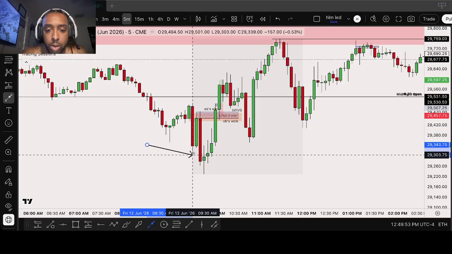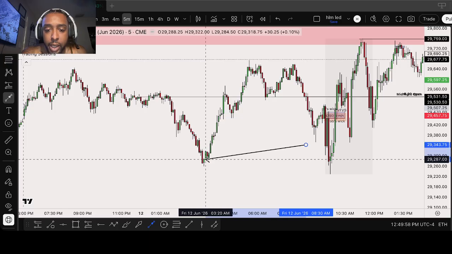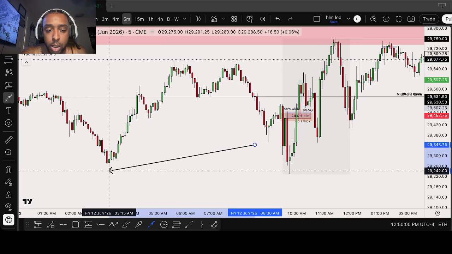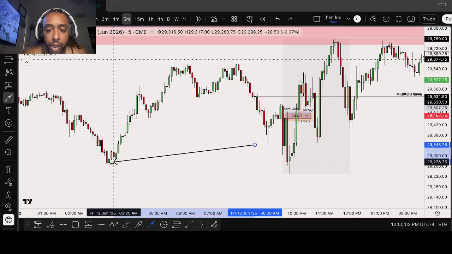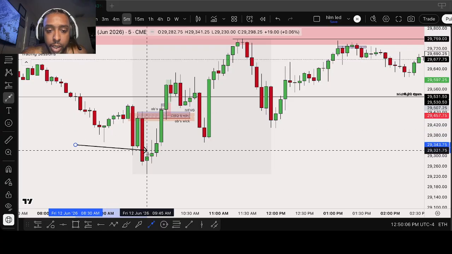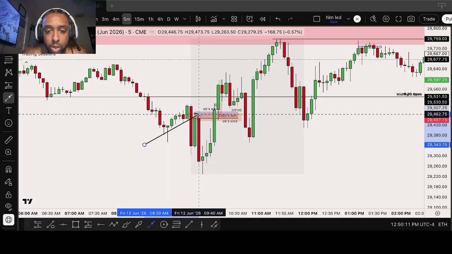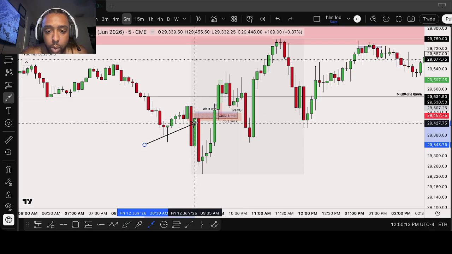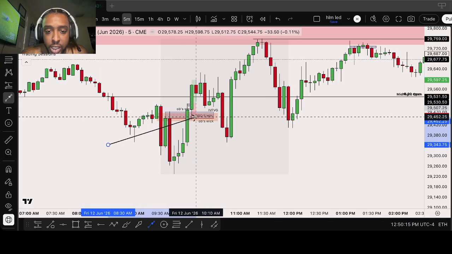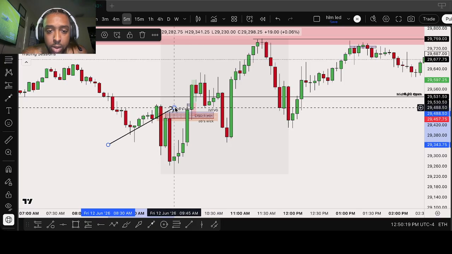Then we go down, come back up, go down again, sweeping out internal sell side, and right here sweeping external, right? Sweeping external sell side liquidity, and then sweeping internal liquidity, right? And you see right here, once we close above here, we get that bullish change in the state of delivery, aka order block. That's why I have these zones right here drawn.